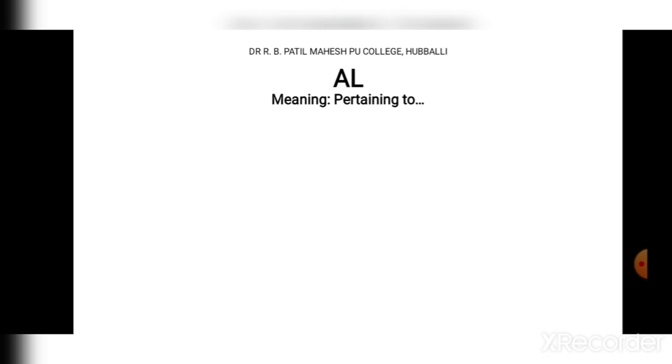Next one is al, meaning is pertaining to. Fictional, so al is used because anything that you're talking about pertains to fiction. So fictional. Optional, pertaining to option, optional. Regional, pertaining to region, regional. Similarly, musical, accidental, and logical.